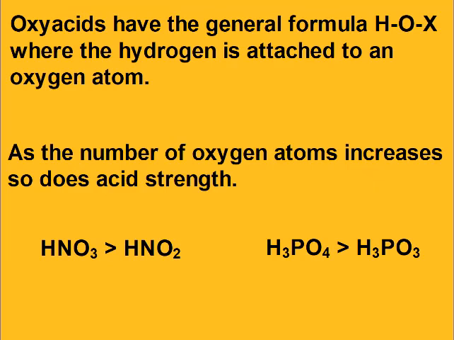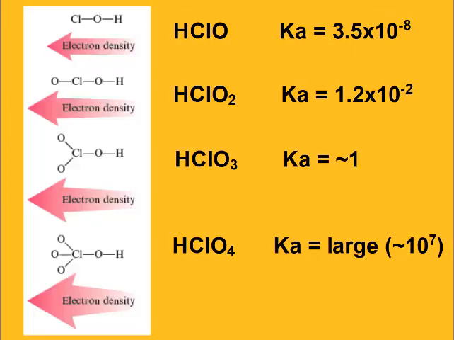Oxyacids have the general formula of HOX, where the hydrogen is attached to an oxygen atom. As the number of oxygen atoms increases, so does acid strength. So HNO3 is stronger than HNO2, and H3PO4 would be stronger than H3PO3. The reason for this has to do with the strength of that O-H bond again. So let's look at some pictures and look at it a little bit closer.